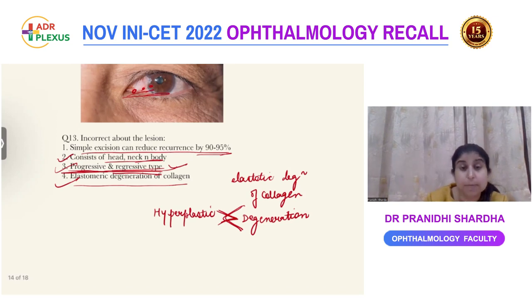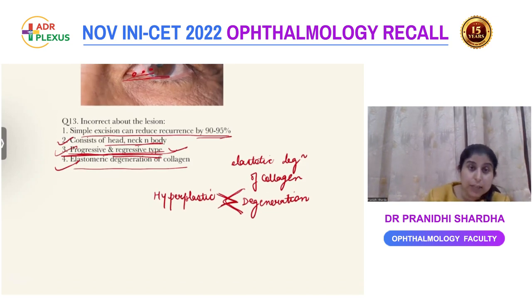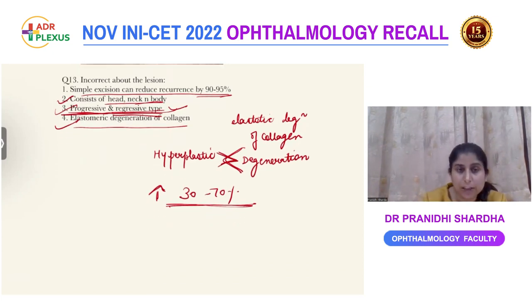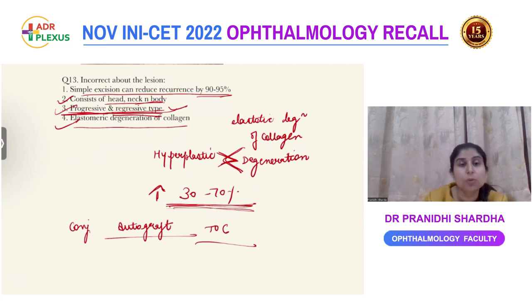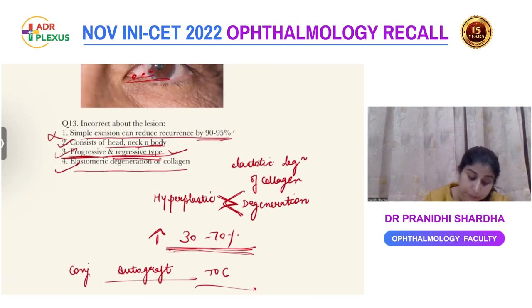Simple excision can reduce recurrence by 90%. Very wrong, because with simple excision the chance of recurrence is 30 to 70%. Simple excision is the easiest type of treatment which can be done in pterygium, but not the treatment of choice. The treatment of choice is conjunctival autograft, which reduces the recurrence rate. Simple excision by bare sclera technique can cause recurrence by 30 to 70%. So this option is wrong, that is, this option is incorrect about the lesion. Because in this question we have been asked the incorrect statement, this statement is the answer to the question.